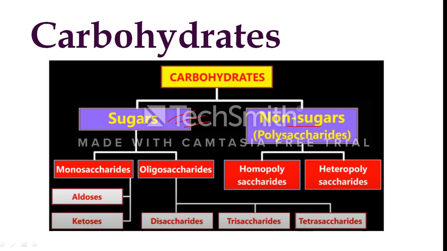These are also termed polysaccharides. Carbohydrates are broadly classified into sugars and non-sugars. Now, sugars are further classified into monosaccharides and oligosaccharides, whereas non-sugars or polysaccharides are further classified into homopolysaccharides and heteropolysaccharides.